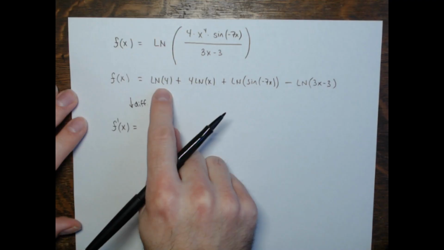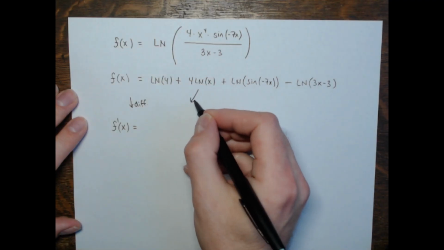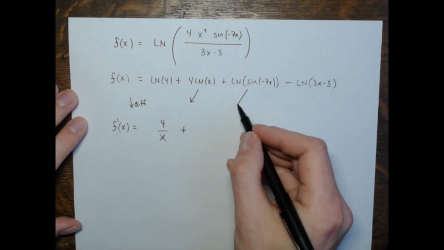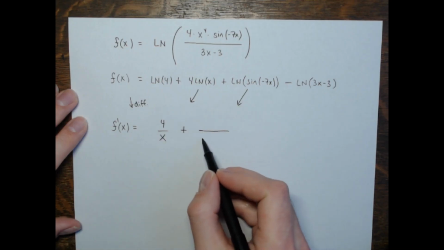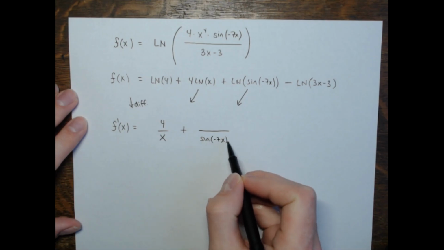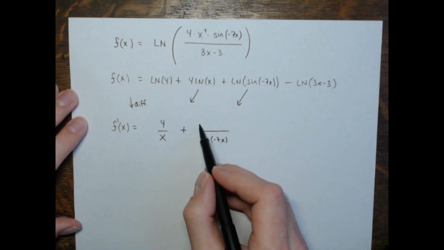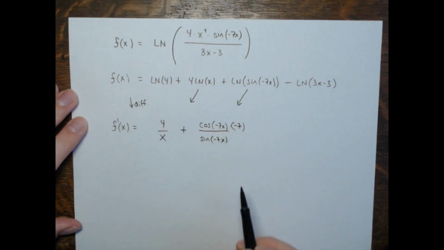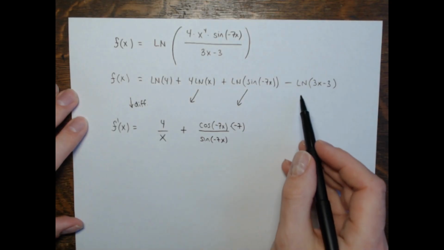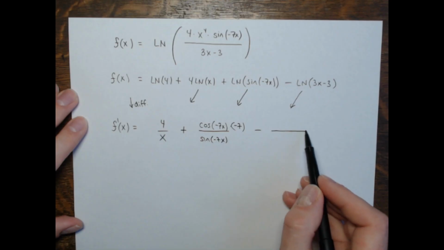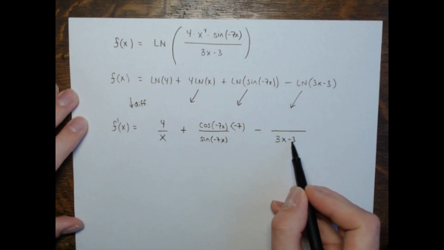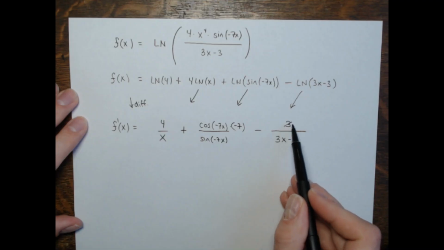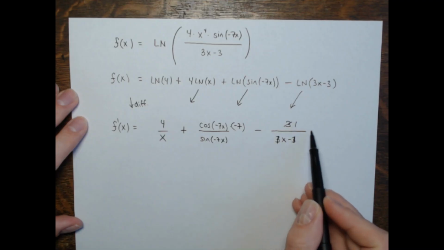First term is a constant, so the derivative is 0. This term here would be 4 times 1 over x, so just 4 over x. Plus this term here would be, again, 1 over the sine of -7x, but then times the derivative of that, which would be the cosine of -7x times -7. Right, applying the chain rule a couple times there. And then this one here would be minus, again, 1 over the thing inside, 3x minus 3, but then times 3, the derivative of the inside, which if you were to factor 3 out of the bottom would just turn this into 1 over x minus 1.